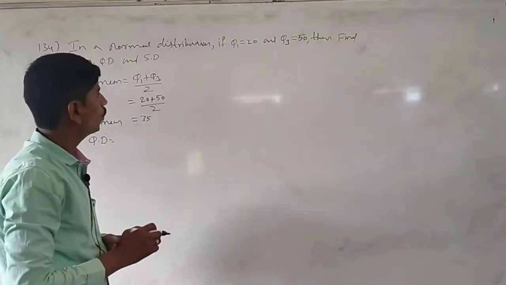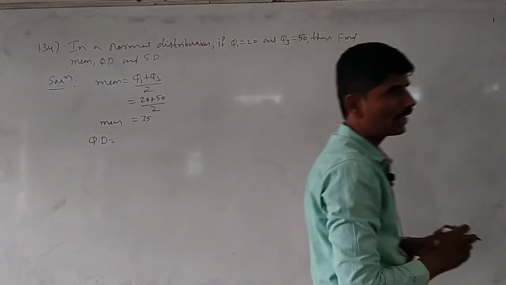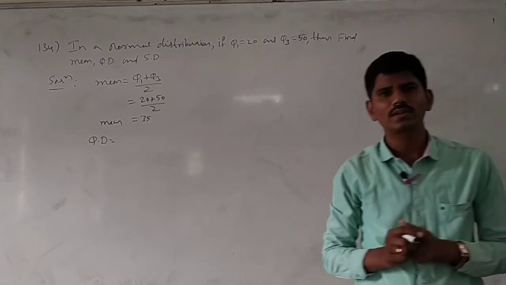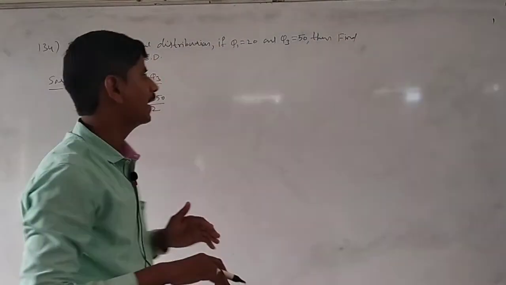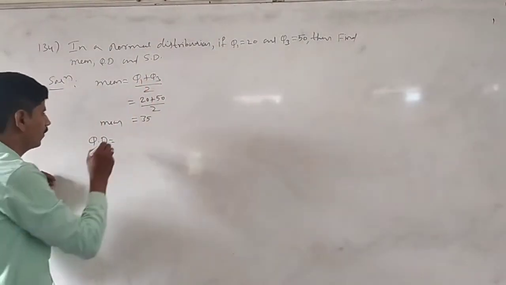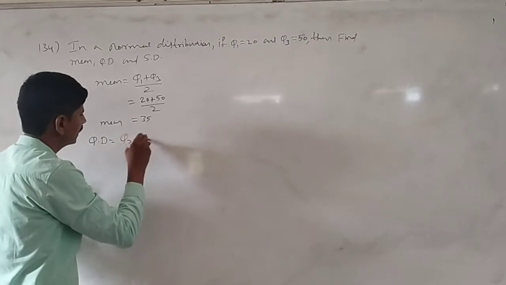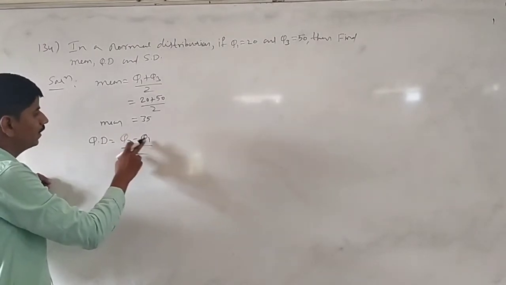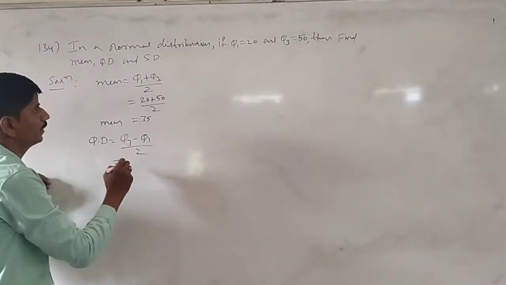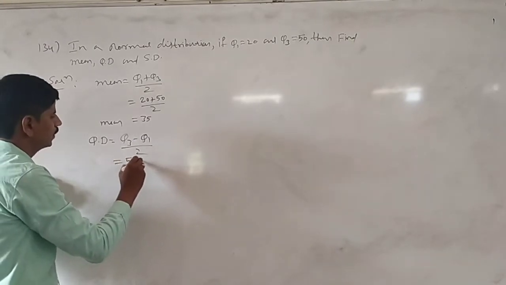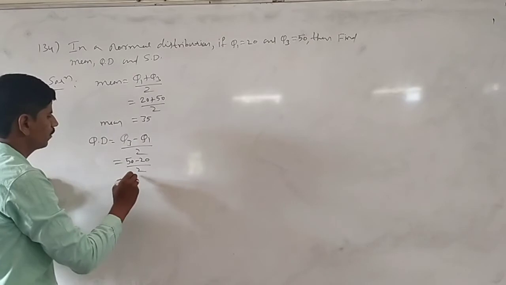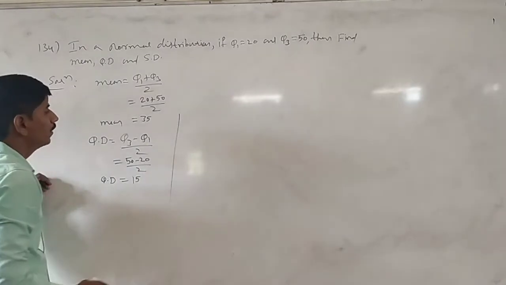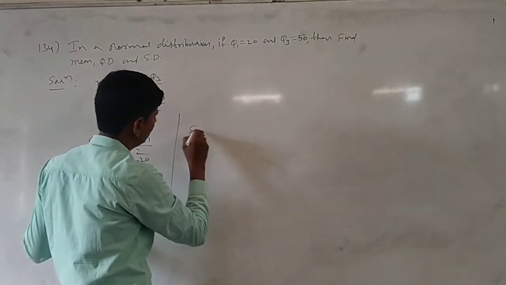Next, quartile deviation. Suppose Q1 and Q3 values are given, then you have to apply quartile deviation. What is the quartile deviation? It is half of the difference between upper and lower quartile, that is Q3 minus Q1 divided by 2. That is 50 minus 20 divided by 2. 50 minus 20 is 30, 30 divided by 2 is 15. It is QD. And find standard deviation.